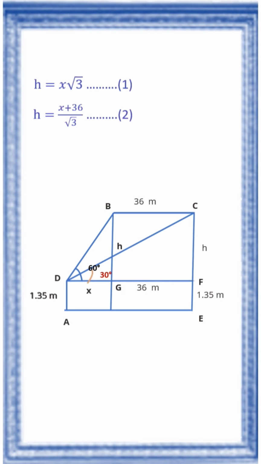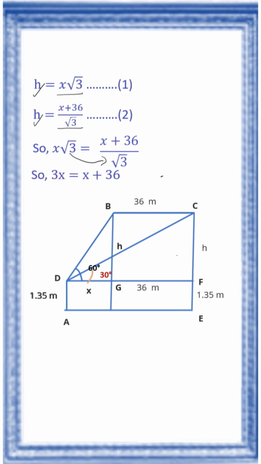Now from equation number 1 and 2, we can understand that LHS and LHS are equal. So RHS should be equal to the RHS of the second equation. X root 3 is equal to x plus 36 by root 3. So cross multiply. 3x is equal to x plus 36. Move x to this place. Then 2x is equal to 36. x is equal to 18. This is 18 meter.